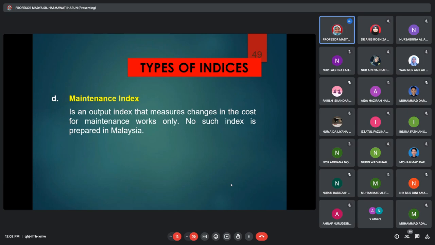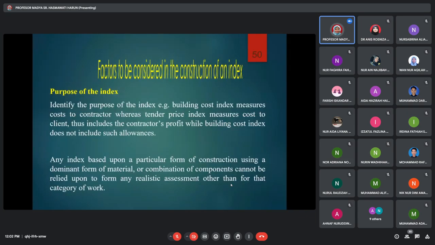So bergantunglah whether you want to do this project, you have to use the index. As this particular semester, it doesn't concern you that much because kita concentrate on the two. Now, what is the purpose of index again?